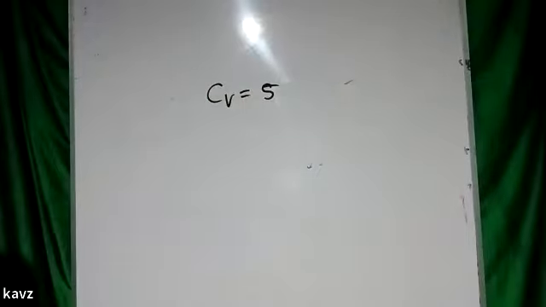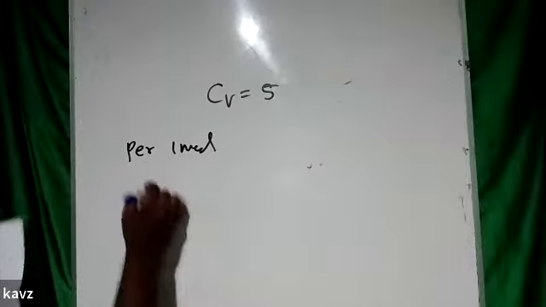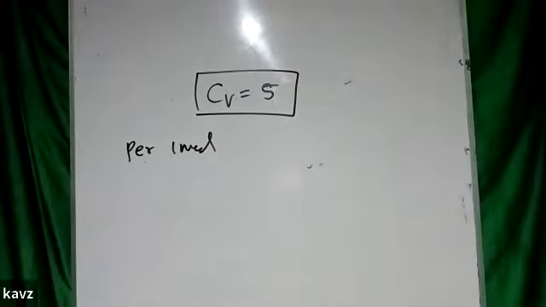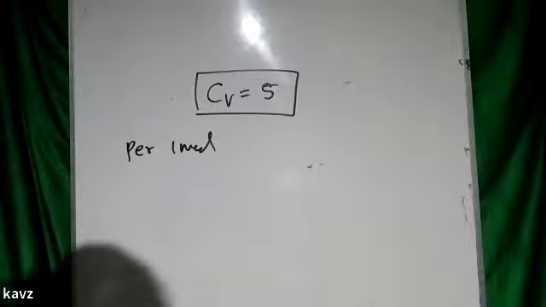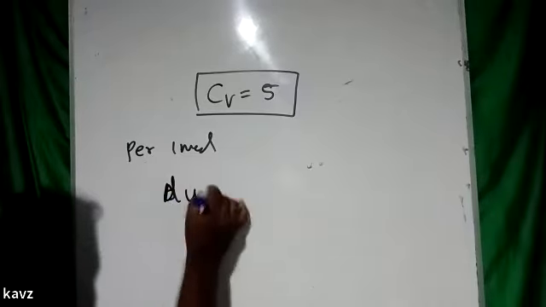So then, per 1 mole, you know when the Cv is applied. Cv can be applied because it says at constant volume. Cv is connected with the U.